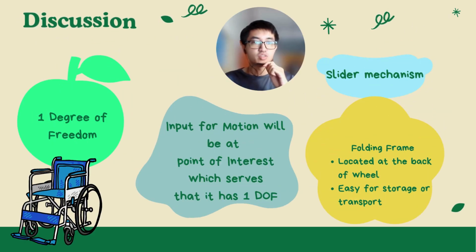For the discussion of the mechanism and system modeling, we will first discuss the degree of freedom. For the result of the degree of freedom, which we get as one, we can indicate that the wheelchair is not fully fixed and it has the capability of movement, where we will be able to move the wheelchair by applying force towards the point of interest, which could let it move forwards and backwards. For the slider mechanism, we choose the folding frame as it will slide during the folding of the wheelchair, which causes the wheelchair to be easily stored or transported.